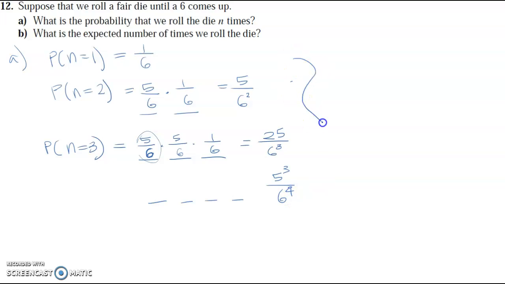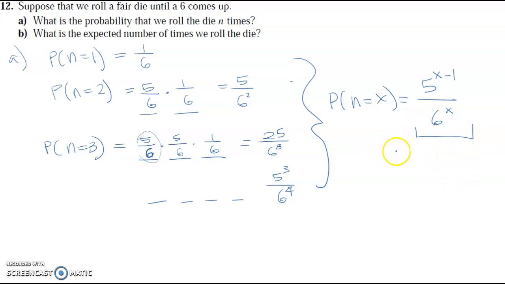So from these cases, we can derive the generalized equation of P, where the number of times n is x. This would be 5 to the power of x minus 1 over 6 to the power of x. From here, we can know that this is a geometric distribution with the parameter p equals 1 over 6. Some of these concepts should have been covered in Calculus 2, your previous classes.